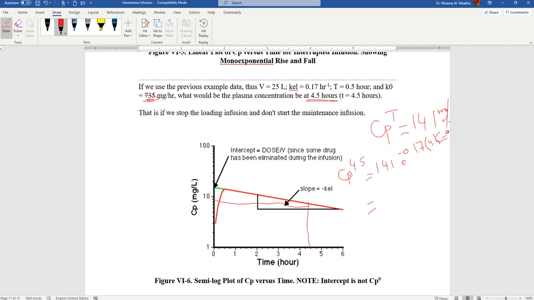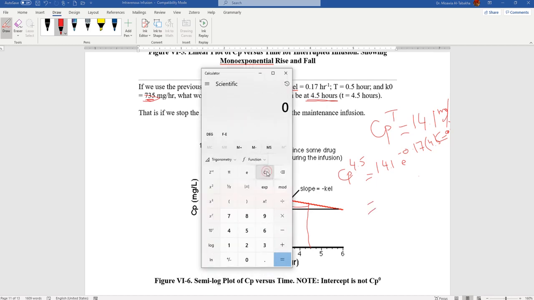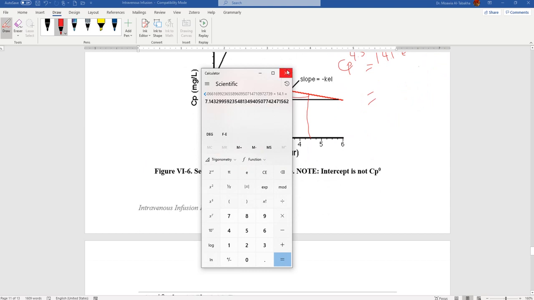See how we are going to do it on the calculator. First I will start with e to the power of, I will multiply 0.17, this is negative, multiplied by 4.5 minus half, which is 4, close, equal, and this is multiplied by 14.1, and it will give you 7.14 milligram per liter. This is what we are going to get.